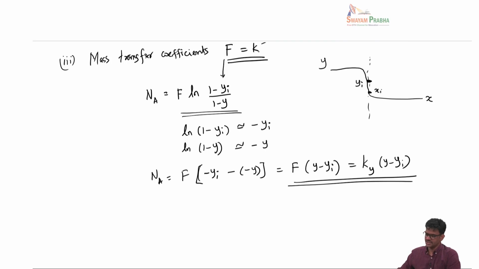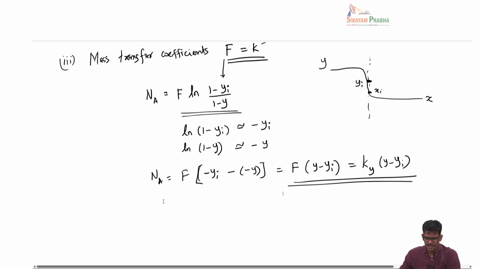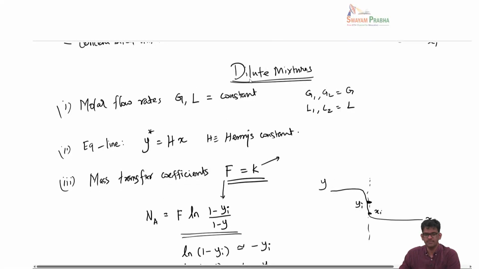Okay. So these are the three advantages that we have by assuming dilute mixtures. 1, the gas and liquid flow rates are nearly constant. 2, we can fairly use Henry's law to describe the equilibrium line, and third, the F type and K type mass transfer coefficients can be used interchangeably. Okay. So these are the consequences.